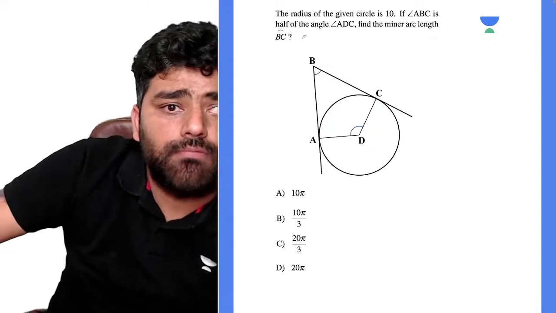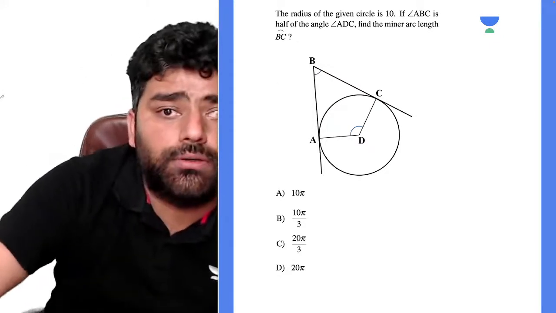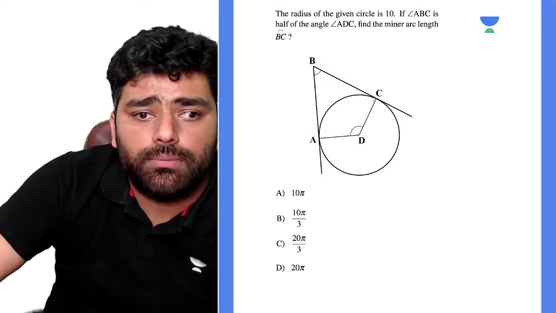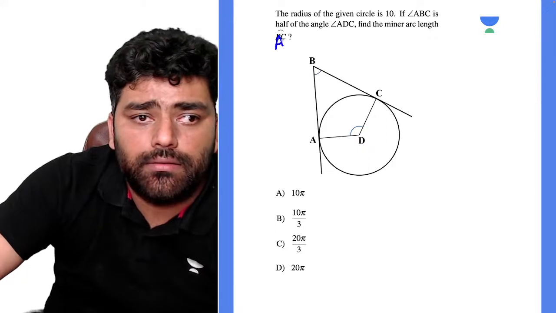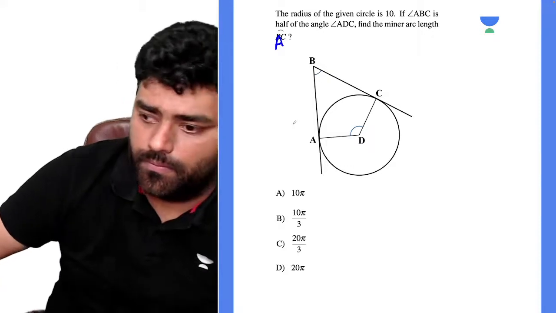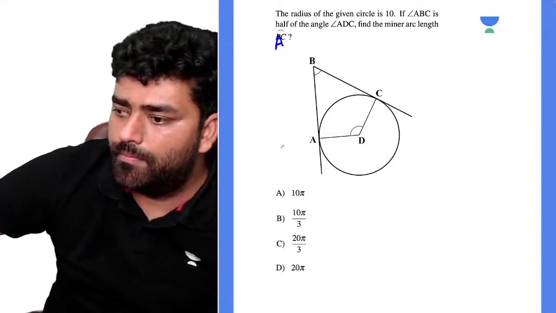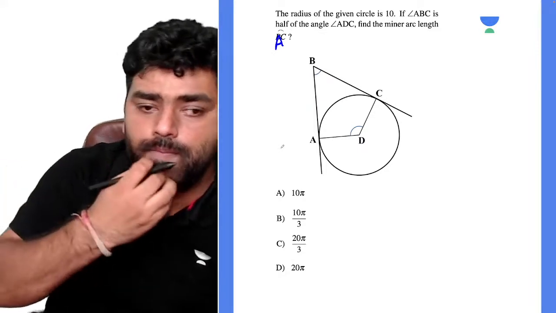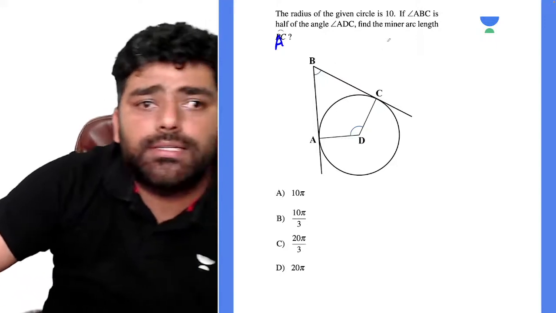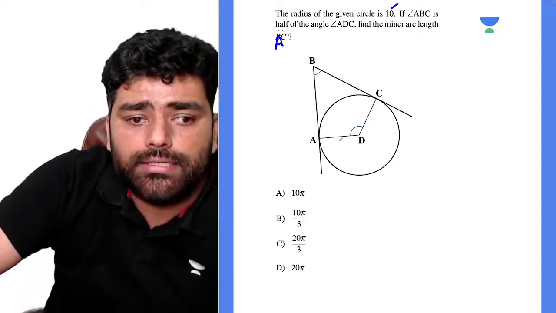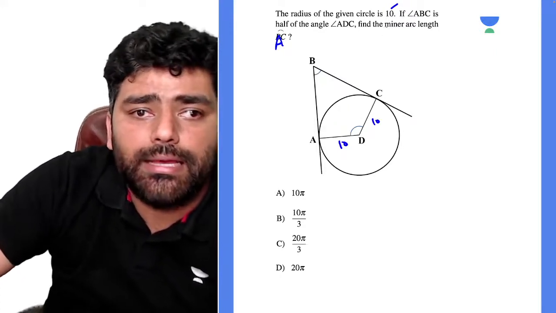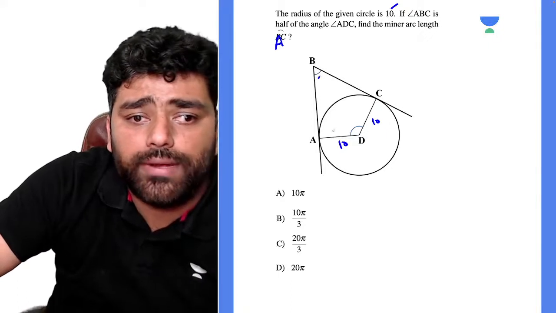Now this question. Okay, here you need to do a little bit of correction. We need to find the length of the minor arc, not BC, this is AC. So how do we get there? What is given to us? The radius of the given circle is 10. We are given the radius as 10, correct, guys? If angle ABC, that means this angle is half of ADC.